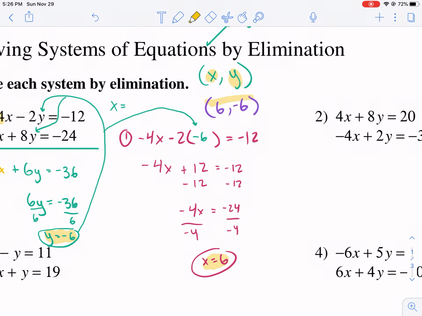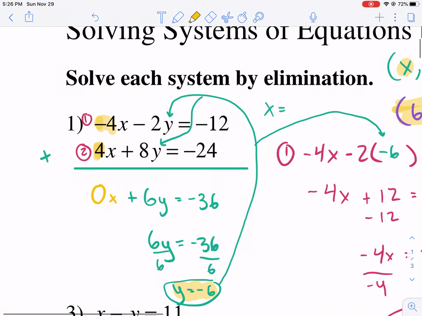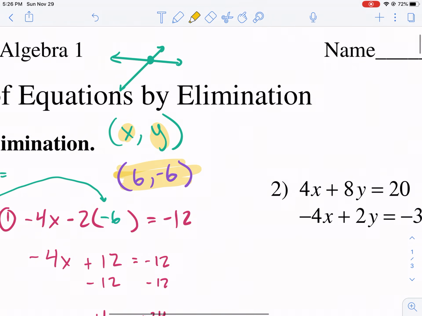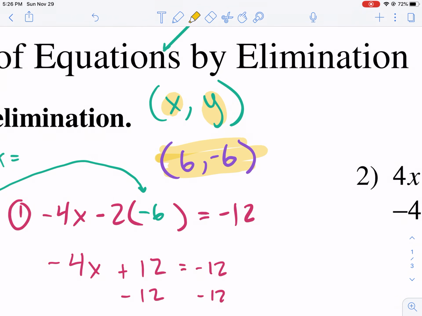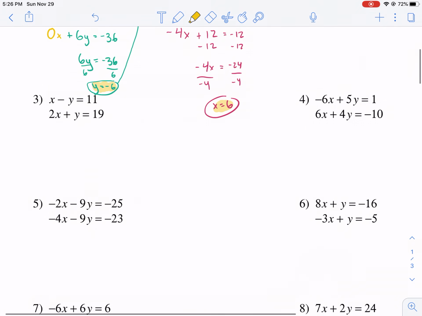Let's put it in the context of the problem. With these two equations, number 1 and number 2, if we graph those two equations, they are going to intersect at only one place, and that place is (6, -6). So that's what systems of equations by elimination is all about. Okay, let's go find a different problem.